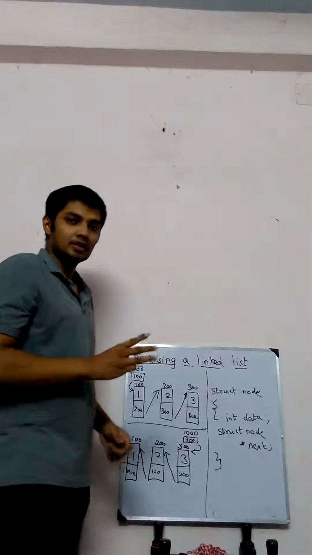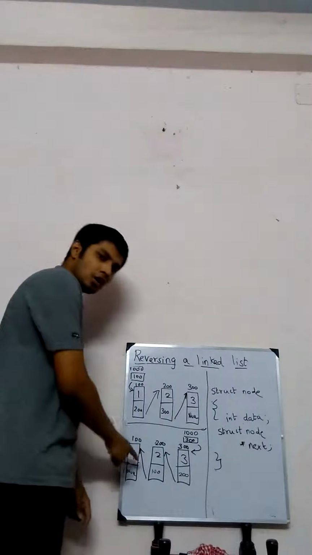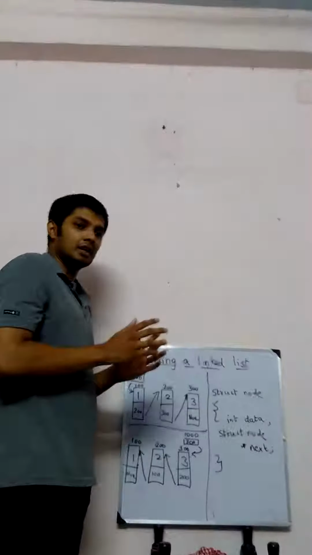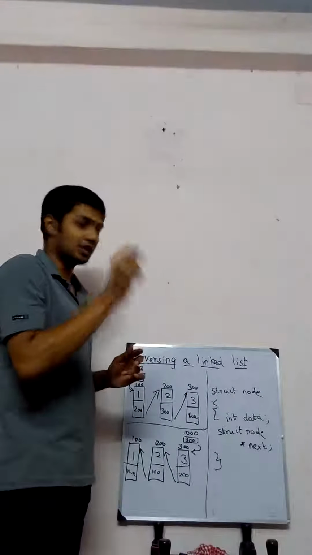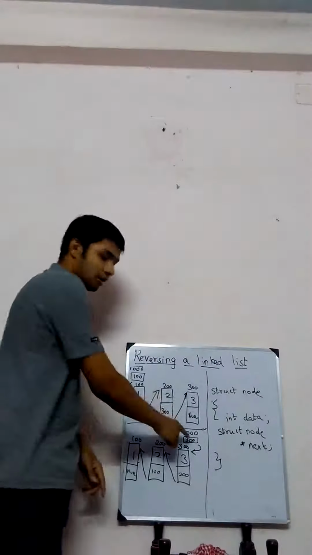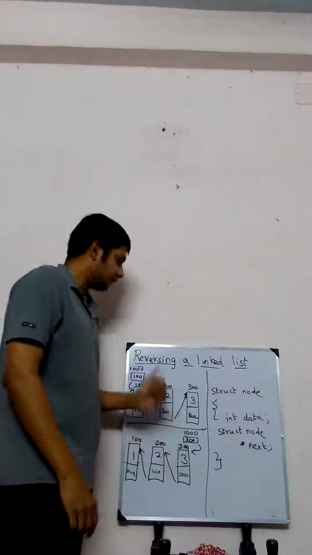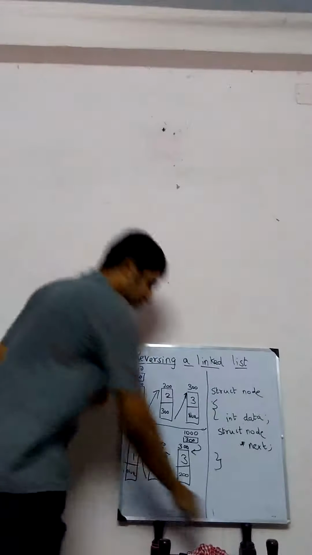So there are three things to be done while reversing a linked list. First, the first node must point to null. Second, for every node that we are reversing, we have to store the address of the next node that it was pointing to originally. Third, the head pointer must point to the last node. Now I'll explain this reversing of a linked list by writing some code in C.